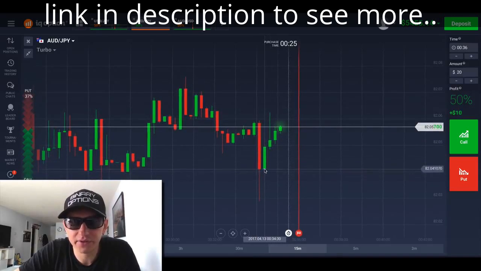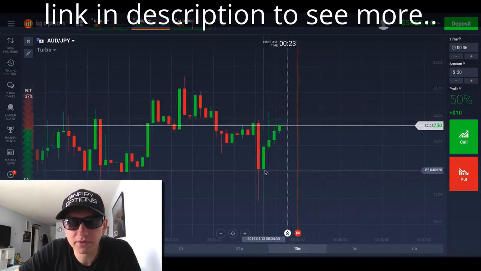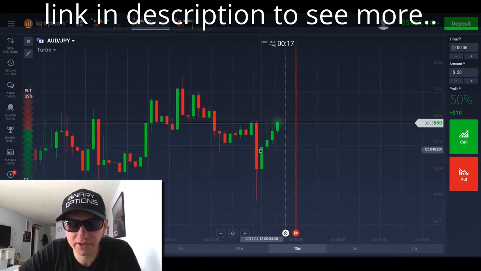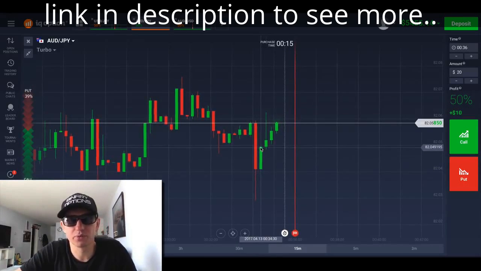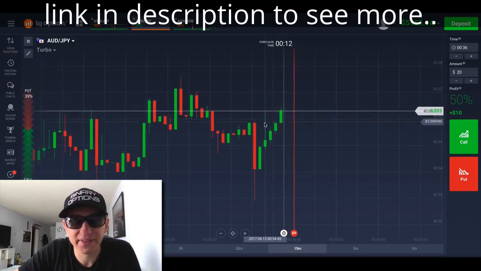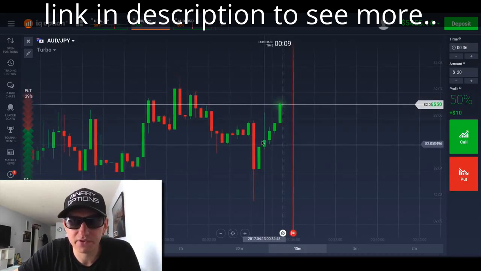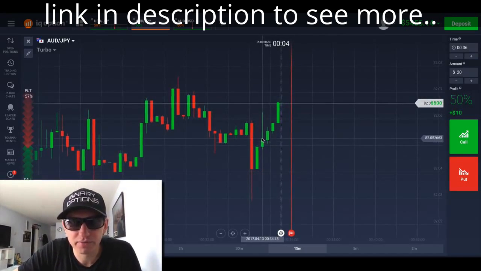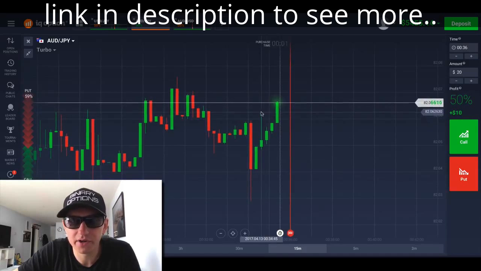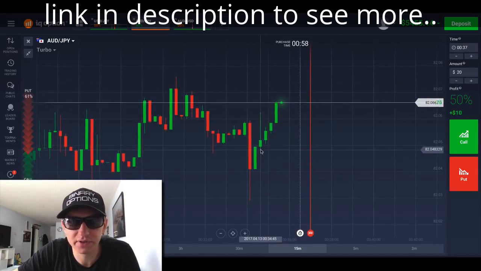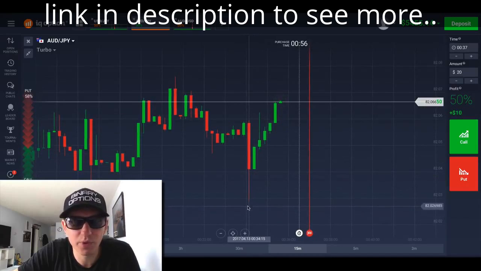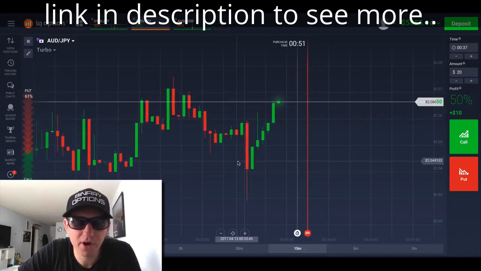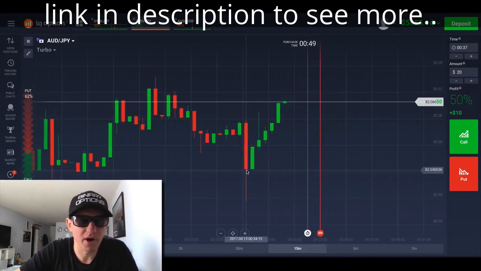For the green candle, the bottom part means the point where the minute started, and the upper part means where it ended. So these thin lines mean that during this minute there was a fluctuation of the price, and this was the highest price during this minute. This was the lowest price during this minute. The same with the red candles: the lowest price, the highest price, the opening price, and the closing price.